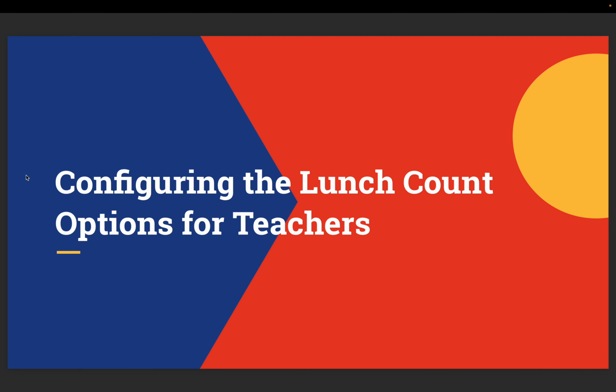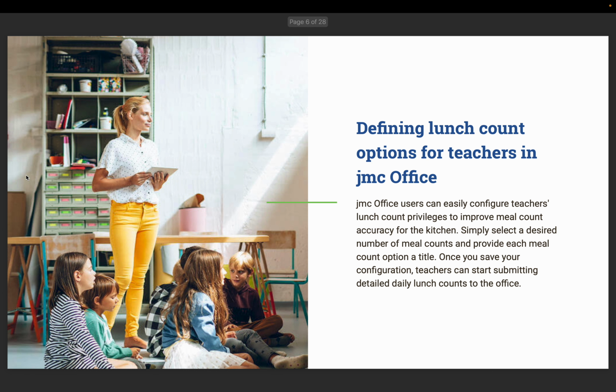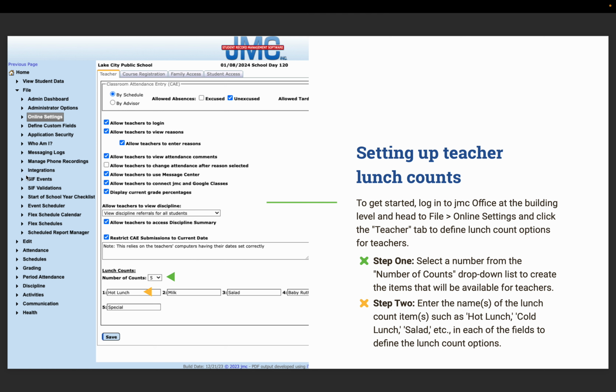Configuring the lunch count options for teachers. JMC Office users can easily configure teachers' lunch count privileges to improve meal count accuracy for the kitchen. You simply select the desired number of meal counts and provide each meal count option a title. Once you have saved your configuration, teachers can start submitting detailed daily lunch counts to the office. To get started, you log into JMC Office at the building level and head to Office, Online Settings, and click the Teacher tab to define lunch count options for teachers.